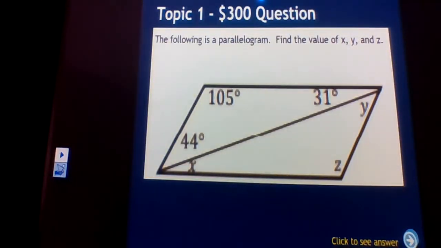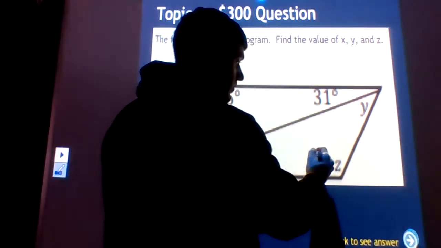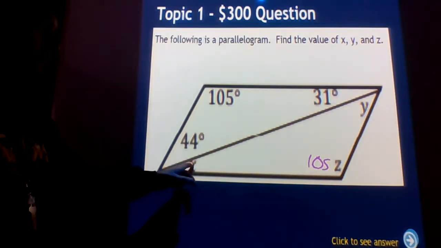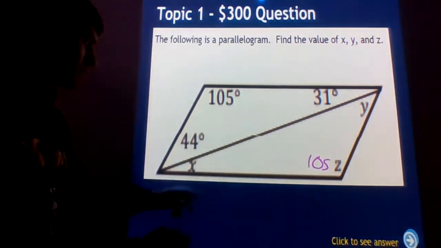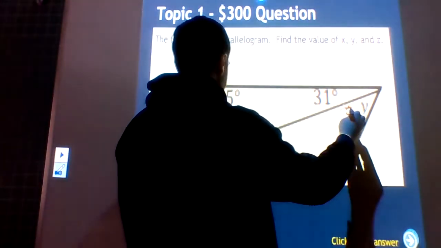Okay. Following is a parallelogram. Find the values of x, y, and z. Well, opposite angles of a parallelogram are congruent. So that's going to be 105. Here you can do alternate interior angles. So this is 31. Alternate interior angles are congruent if the lines are parallel.